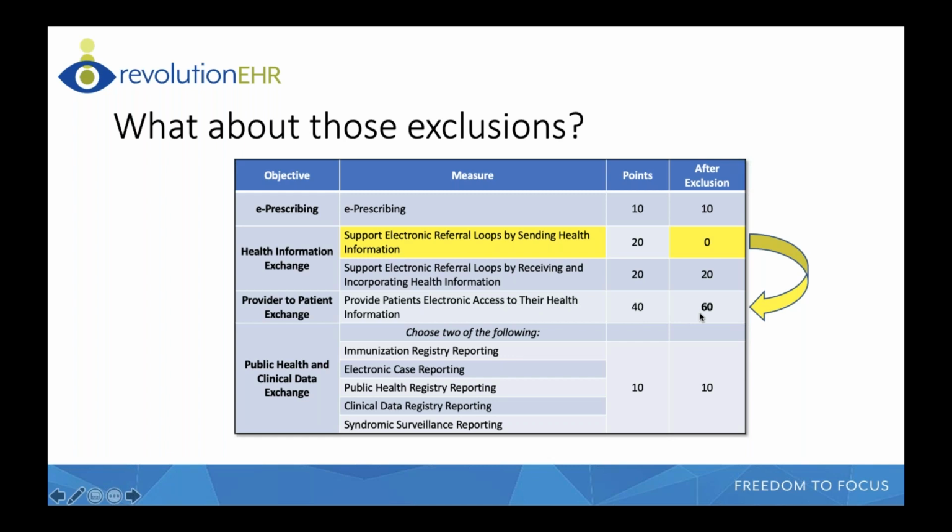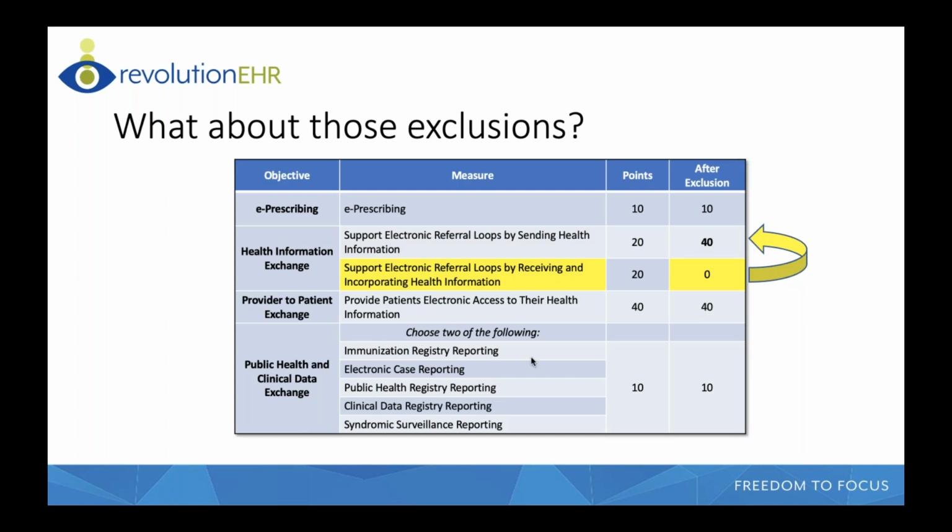So either way, that Revolution PHR measure is worth a pretty healthy share of your score in this category, making it all the more important that you're using it and you're consistent in your procedure to make sure that your patients receive access to their clinical data. Much more on that in a second. How about the receiving incorporating health information measure?